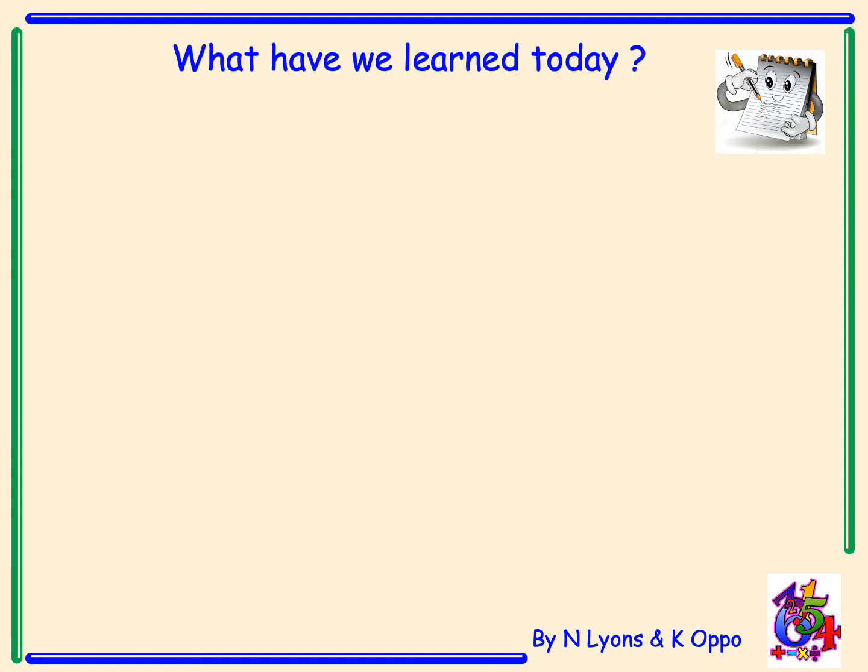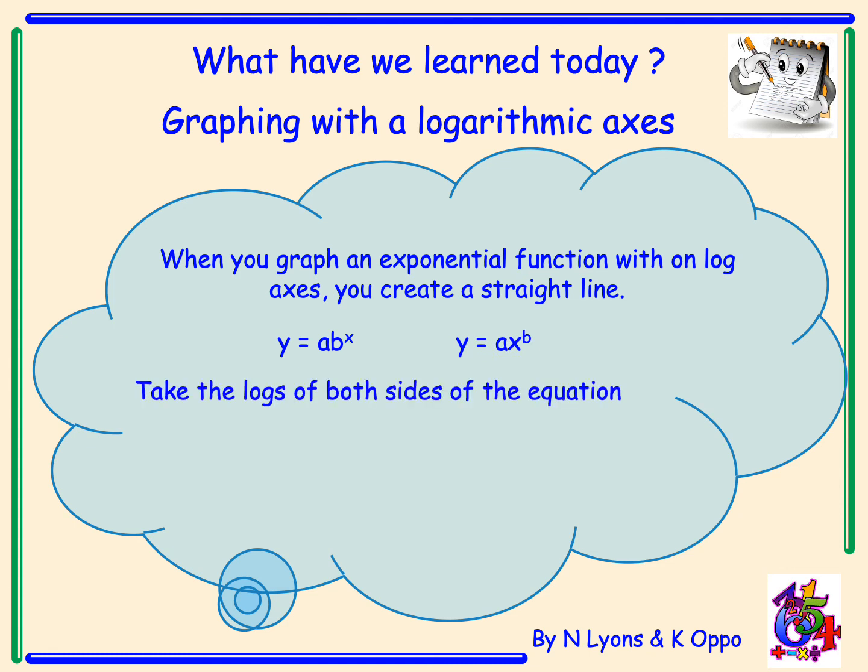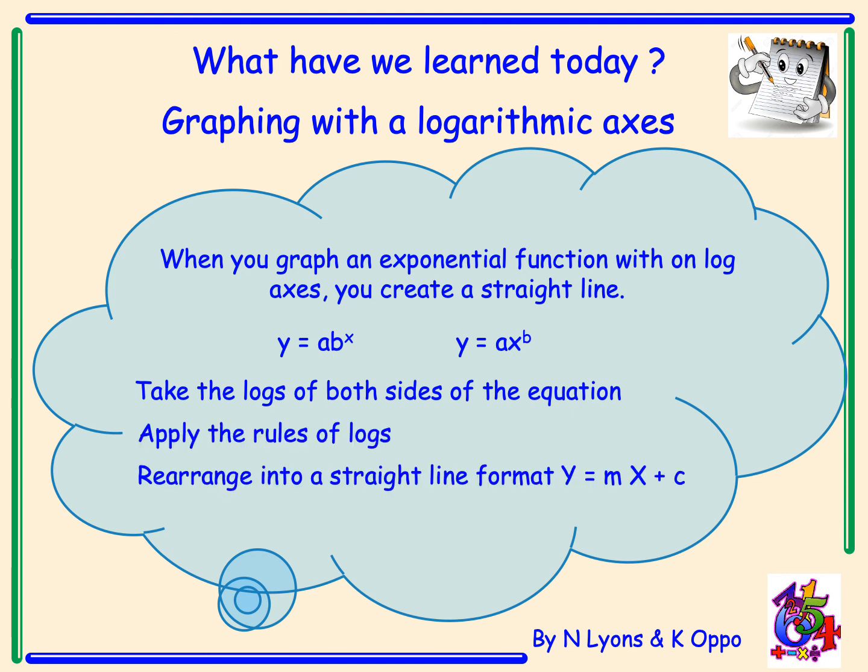So what have we learned today? You've learned how to graph with a logarithmic axis. So when you graph an exponential function with log axis, you create a straight line. You've got two forms, y equals a times b to the power x, or you've got y equals ax to the power b. So two different forms. But in both cases, take the logs of both sides of the equation, apply your rules of logs, and rearrange into a straight line format, y equals mx plus c, and then using your knowledge of gradient and y-intercept to solve whatever problem you've got.